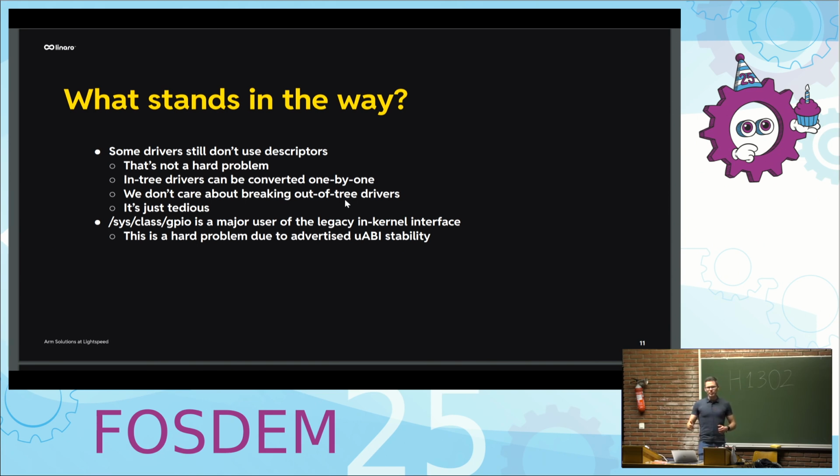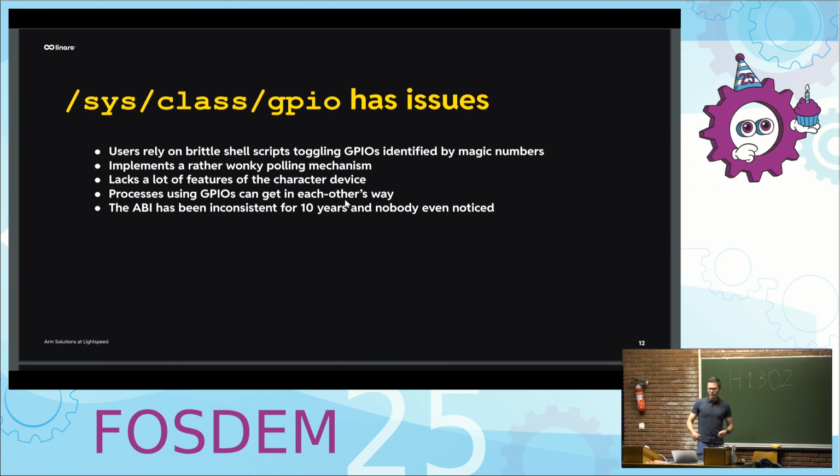This is a hard problem because we advertise the kernel uAPI as indefinitely stable. So for as long as users want to keep using this interface, we are stuck with it. And sysfs GPIO also has issues. First of all, just the same problem as for the legacy kernel interface.